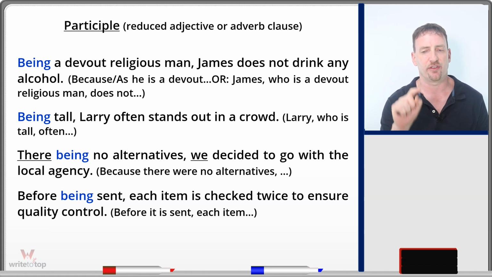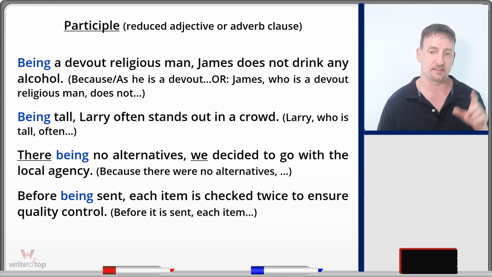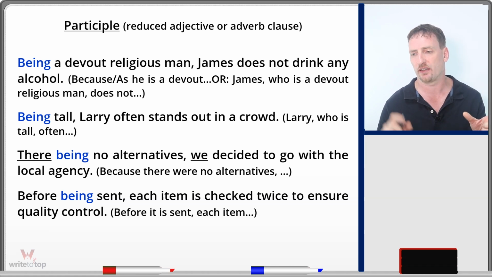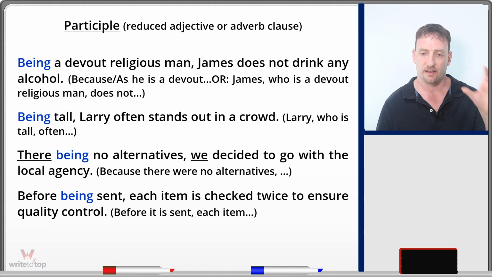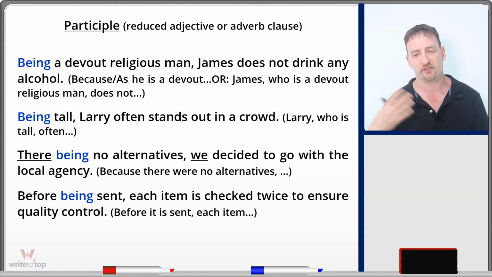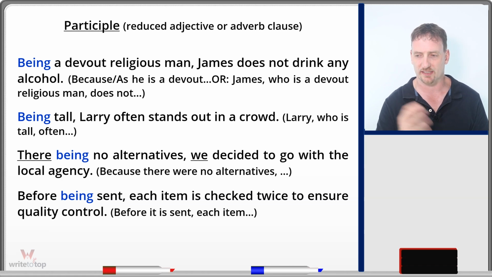I must leave there. Why? Because there is a different subject than the independent clause. There is the subject, we is the subject. Separate subjects, you must keep both subjects. Same subject, you can take one out. There being no alternatives, we decided to go.